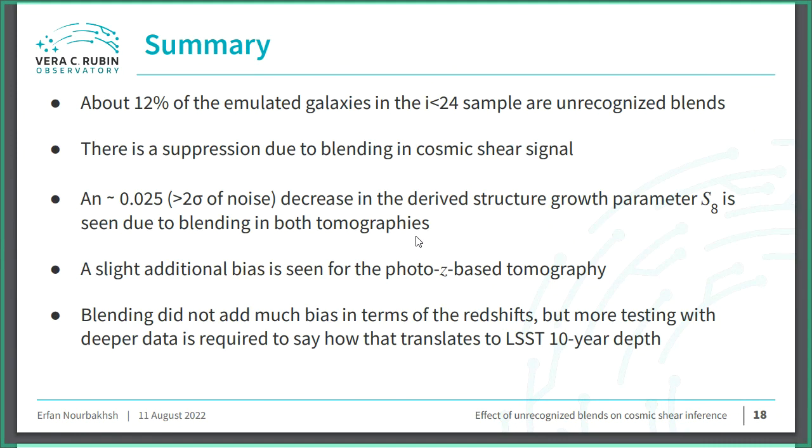So I used two things for each of these claims that I have here, just to make sure that we are not missing anything. And there is a slight additional bias due to photo Z. Surprisingly, maybe blending did not add that much bias in terms of the redshifts, photo Zs, but I would say the effect of blending was more pronounced in shear measurement. So it had more effect on the actual shapes of the galaxies that we have.